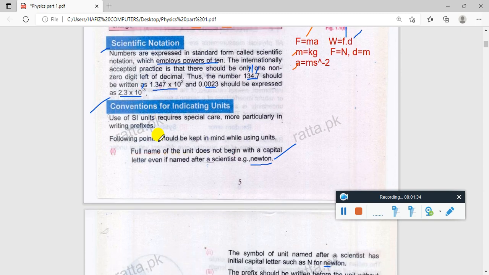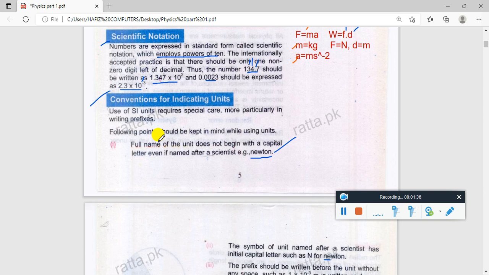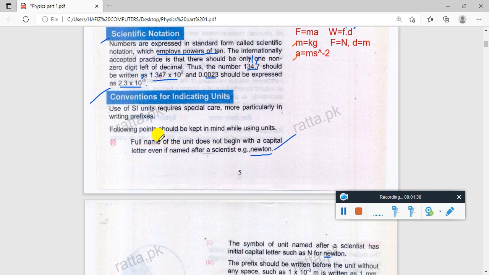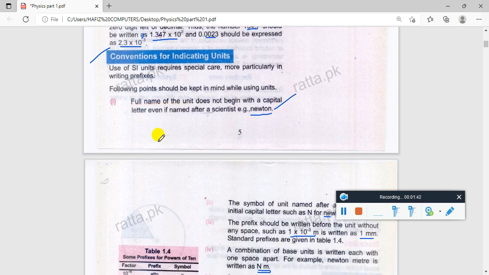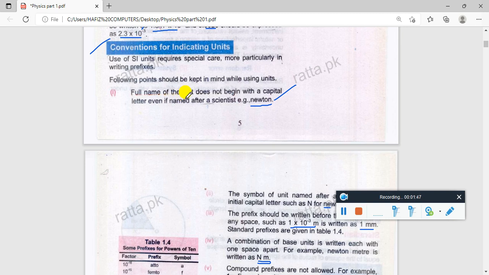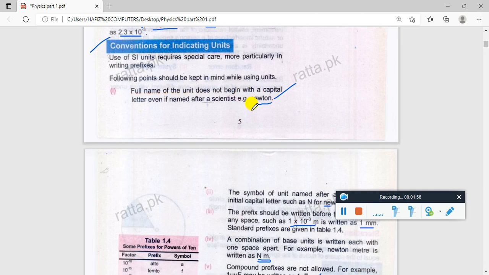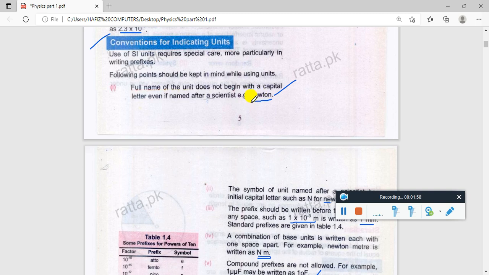Conventions for indicating units. Now we will see conventions for indicating units. Use of SI units requires special care, more particularly in writing prefixes. The following care should be kept in mind while writing units. The full name of the unit does not begin with a capital letter even if it is named after a scientist. For example, Newton is a unit of force. When we write this name, even though it is named after a scientist, we do not start it with a capital letter.